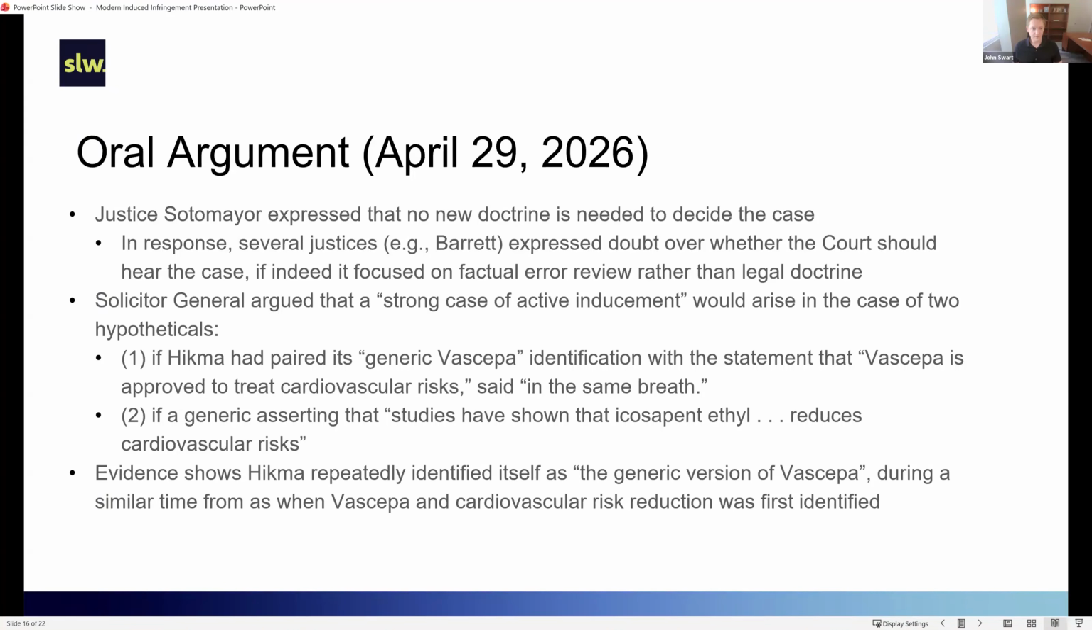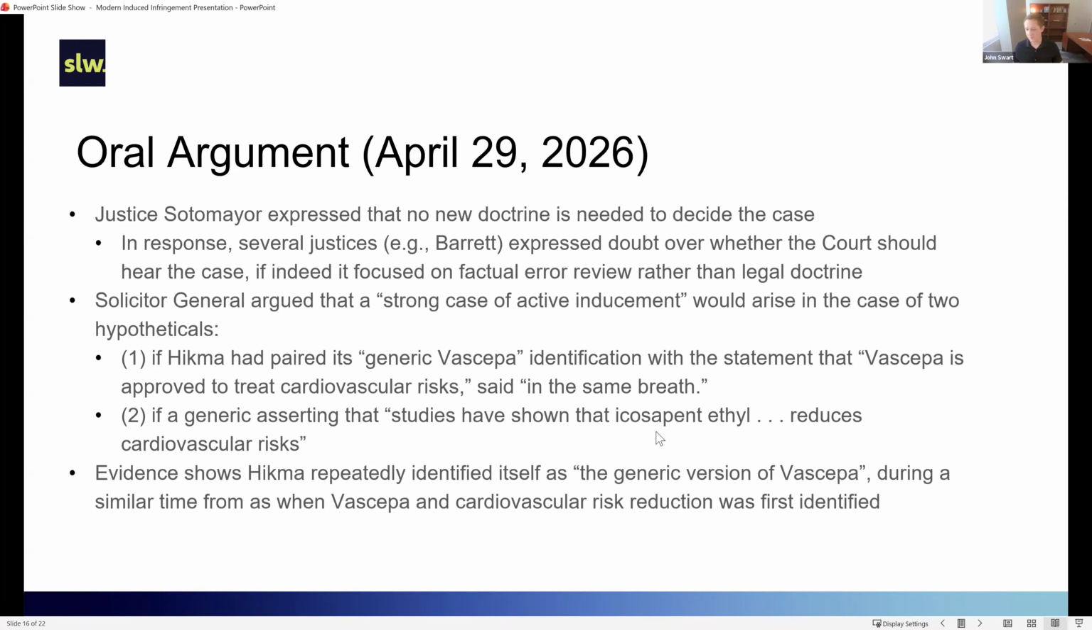So the Solicitor General is providing input saying, well, in this situation, yes, I could see this is more like the GSK situation, this hypothetical one. When this is not the case, the Solicitor General is arguing seemingly on behalf of the generic drug manufacturer. The second hypothetical is if a generic asserted that studies have shown that icosapent ethyl reduces cardiovascular risks.